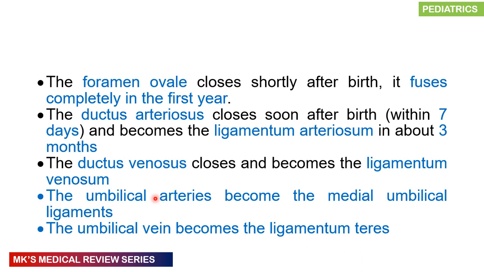It fuses completely within the first year of life. Then the ductus arteriosus is going to be closing soon after birth, so roughly around 7 days, and it becomes the ligamentum arteriosum in about 3 months. The ductus venosus is going to close and eventually become the ligamentum venosum. The umbilical arteries are going to become the medial umbilical ligaments. Then of course the umbilical vein is going to become the ligamentum teres, which is pretty much going to be dividing the GIT into the upper GIT and the lower GIT.